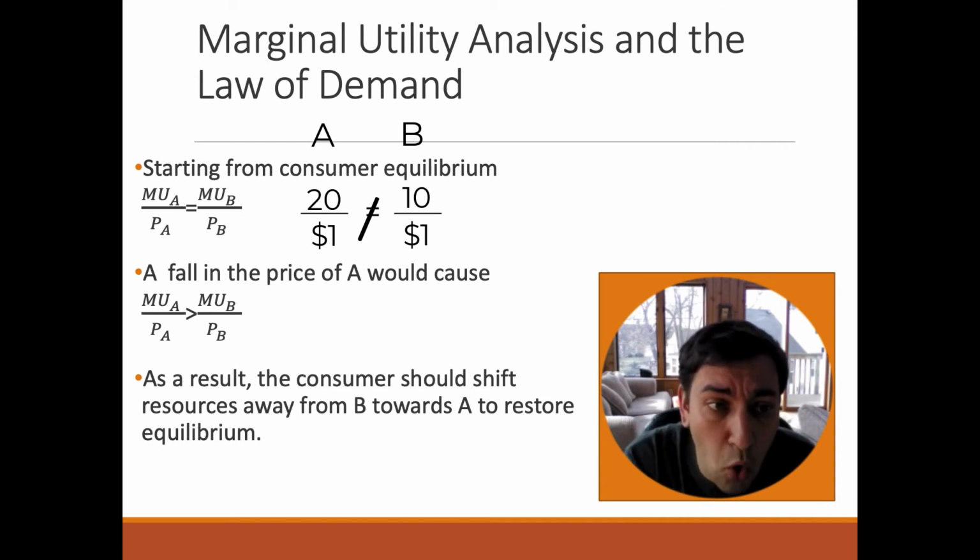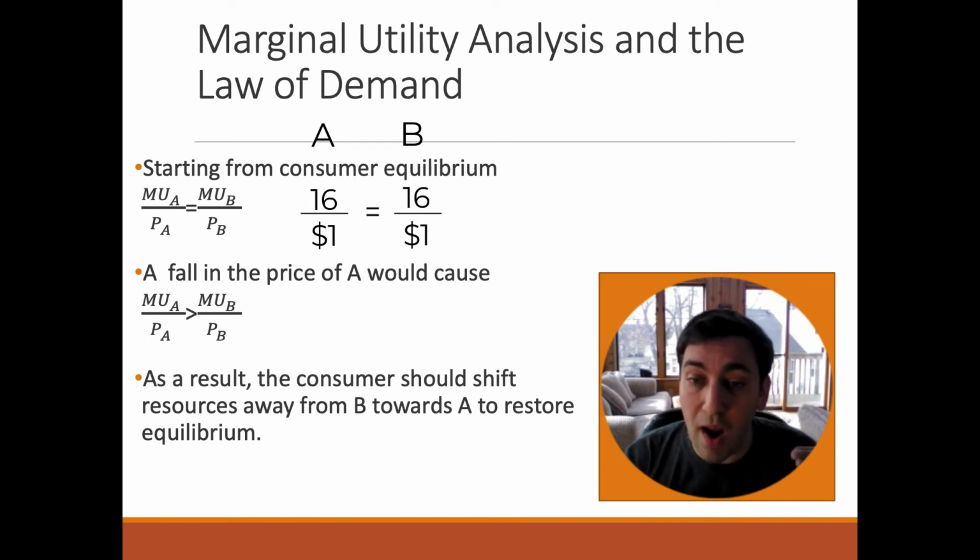As you consume more of A, the marginal utility per dollar is going to fall. As you consume less of B, your marginal utility is going to rise. That's the law of diminishing marginal returns in reverse. So you're going to shift those resources away until they equate out and you'll be remaximizing.